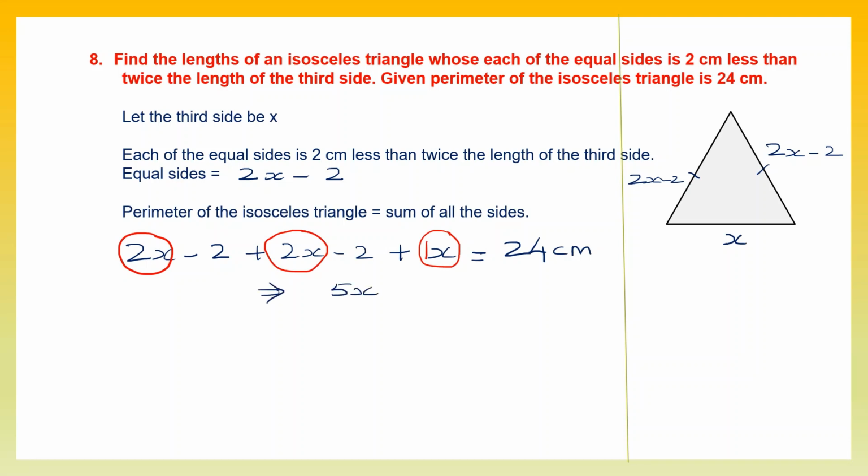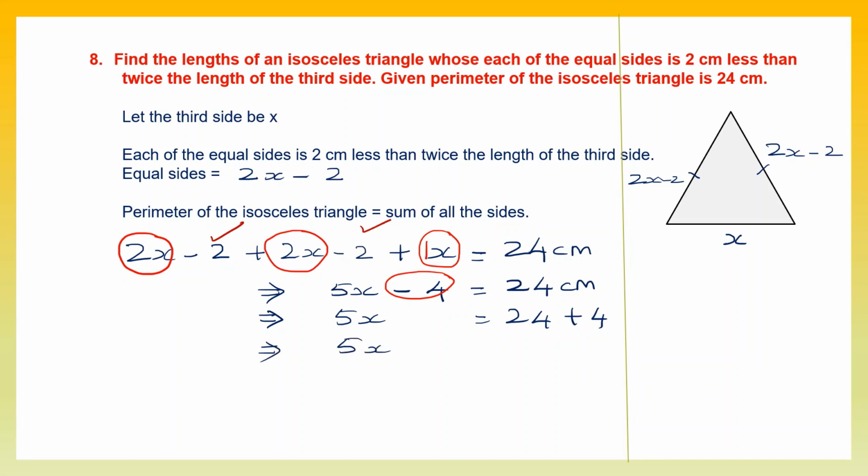Now let's look at our constants, that is the numbers. Here we have minus 2 and minus 2, which will give us minus 4. And on the other side we have 24 centimeters. Now let's find the value of 5x. 5x is equal to 24 plus 4, because we are transposing this minus 4 to the other side. So 5x is equal to 24 plus 4, which is 28.